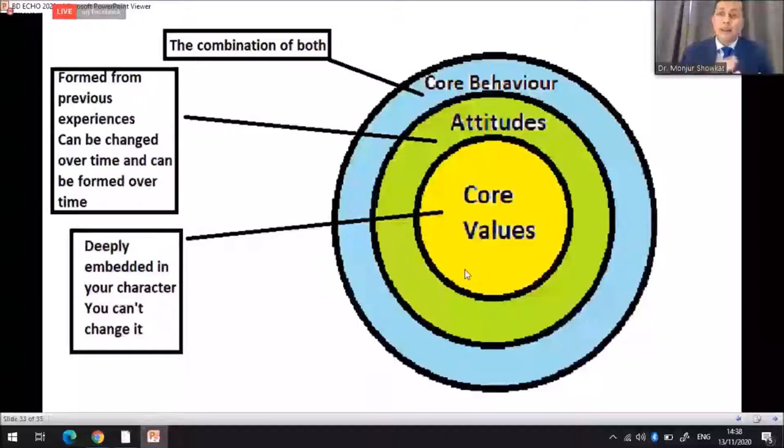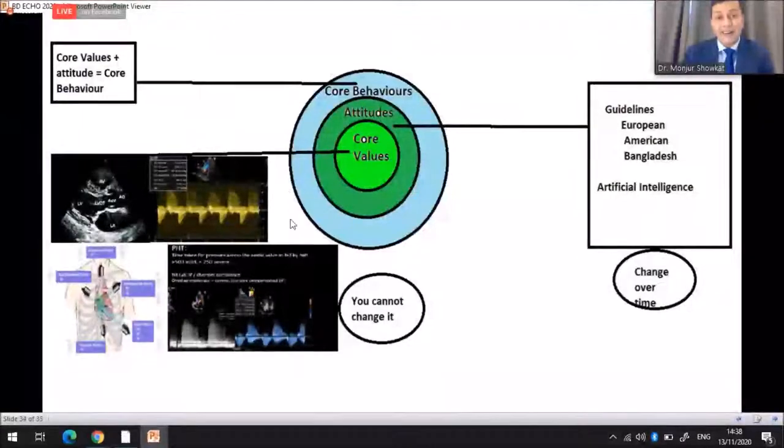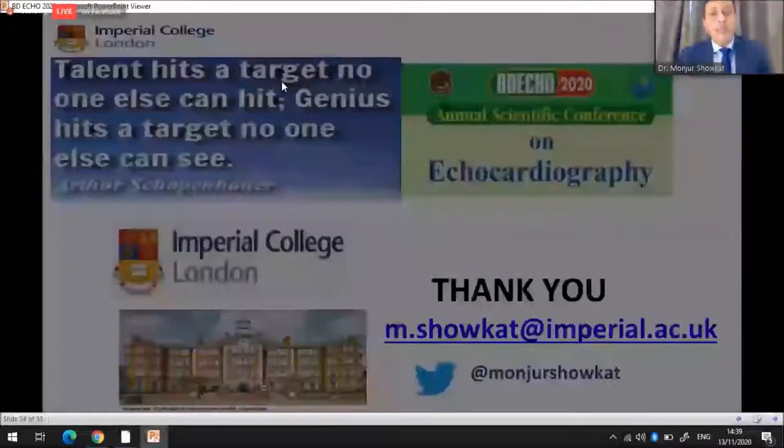So if I put everything together in philosophy, in combining echo, some core values are embedded in your character and you can't change them, and some attitudes change over time, and a combination of both is like core behavior. So our core values, the way we assess valves, we cannot change these theories. What is changeable is like the guidelines, which are updated regularly, and the USA is also updating guidelines. In future, I think artificial intelligence will take over lots of things in assessing our valves, and that could change over time. When you combine both of these, I think we could have better valve assessment.